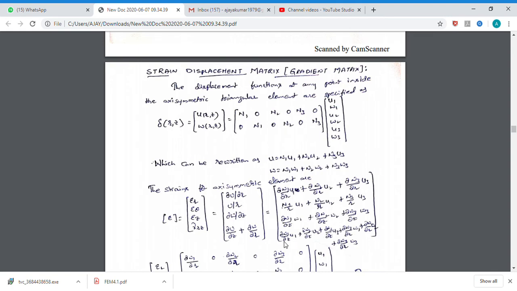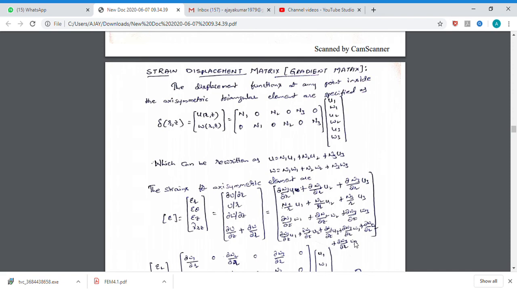In the same manner, for the shear direction: dou n1 by dou z into u1 plus dou n2 by dou z into u2 plus dou n3 by dou z into u3, plus dou n1 by dou r into w1 plus dou n2 by dou r into w2 plus dou n3 by dou r into w3.